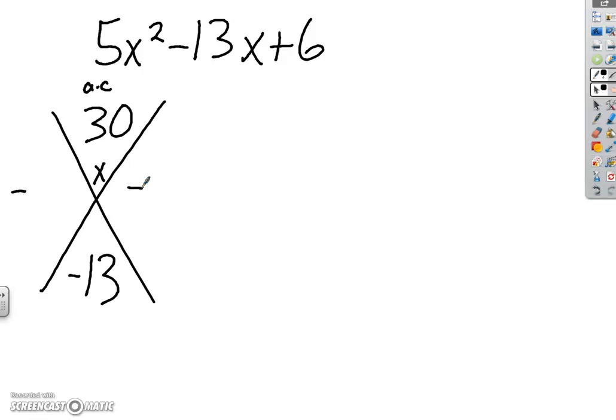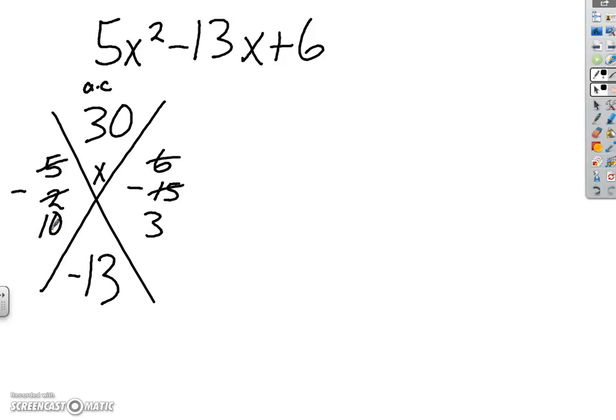Okay, so let's see. Well, normally I would say 5 and 6. Negative 5 times negative 6, positive 30. But negative 5 and negative 6, no, that's not 13. It's negative 11. Hey, what about 2 and 15? Negative 2 times negative 15, positive 30. No, it's negative 17, going the wrong way. How about 10 and 3? Negative 10 and negative 3. Hey, that works.